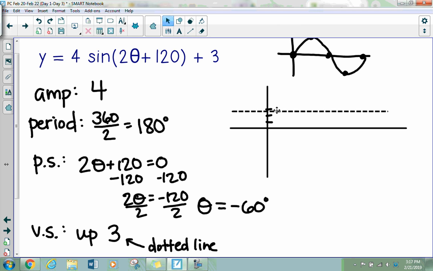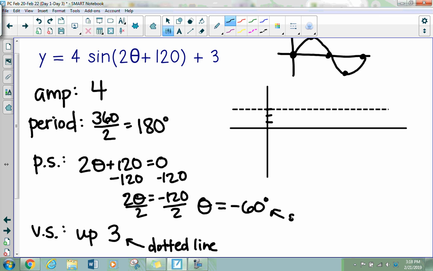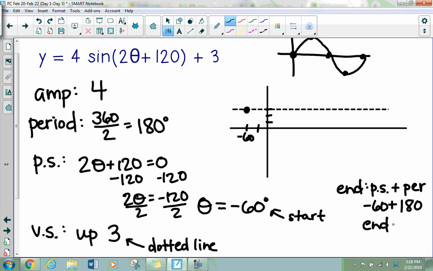Now I'm also going to figure out my starting point, which remember, normally I'd start at 0, but in this case I need to start left 60 degrees because of that phase shift. Now sine does start at 0, and so when I'm at -60, I will be on that dotted line. And now I need to go ahead and figure out where this one would end. Remember, to find your end point, take the phase shift and add the period to it. In this case, our phase shift was -60 plus our period was 180. So this function should end its cycle at 120 degrees.